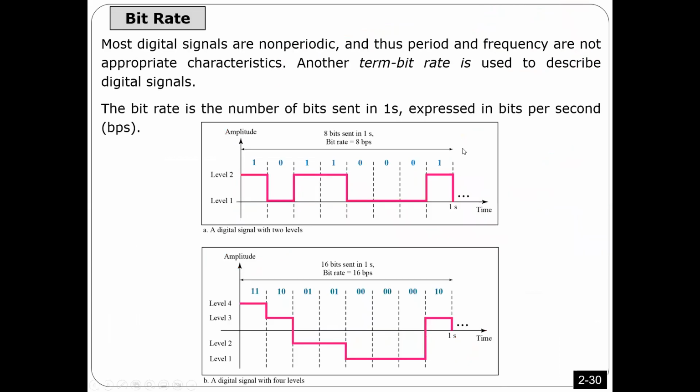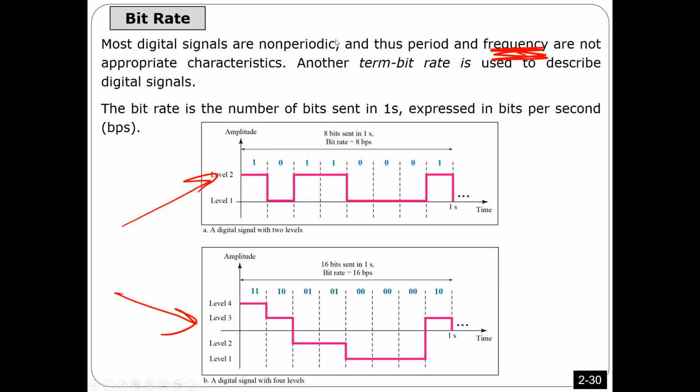Good. Also, there is a definition I want to make here. In the analog signal, we define frequency. I defined frequency before. Here, most of the signals we are going to use in digital signals are not going to be periodic, so they have no frequency, because they're not periodic. So instead of using the term frequency, I'm going to use another term, which we call bit rate. Is that okay?